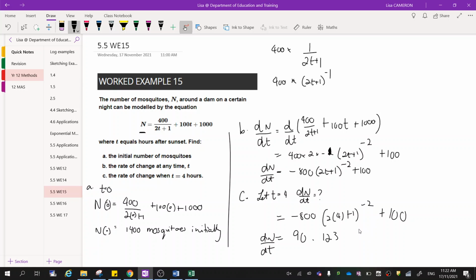That means for every 1 hour, it increases by 90 mosquitoes, when the time is 4. Now, that is different to when time is equal to 3. I'd get a different number there, because it's about the rate of its increase, and that means we're looking for that first derivative.